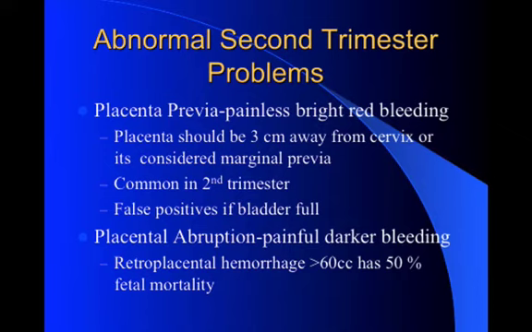Placental abruption presents with painful, darker bleeding, oftentimes after trauma. Retroplacental hemorrhage of as little as 60 cc's has a 50% fetal mortality. Ultrasound is not as good for diagnosing this.